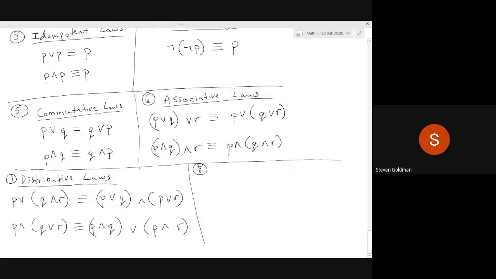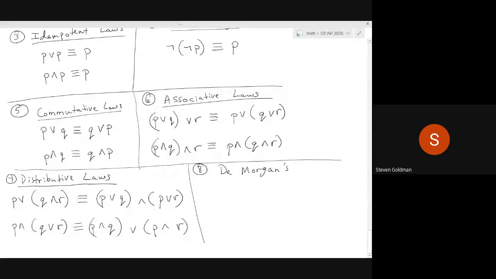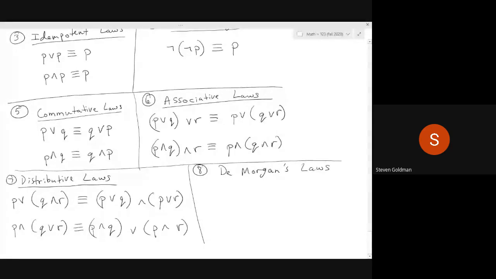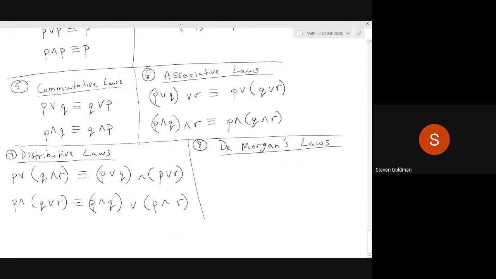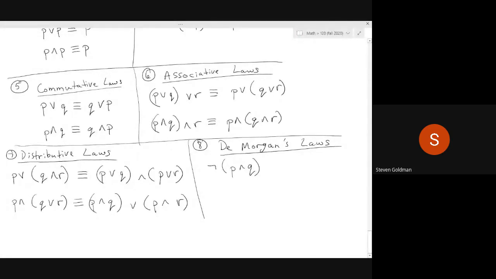Next are De Morgan's laws. De Morgan's laws are important ones. You should know these for the future. There are two of them. Number 1, let's say I have a negation of a conjunction, the negation of P and Q. It is not the case that P and Q. That's equivalent to saying not P or not Q.